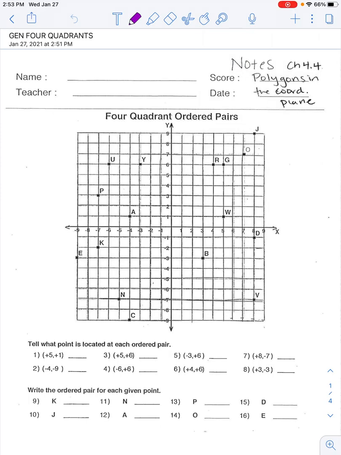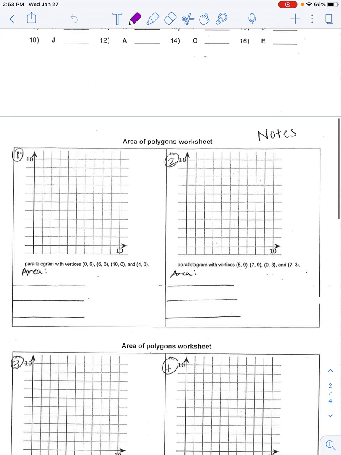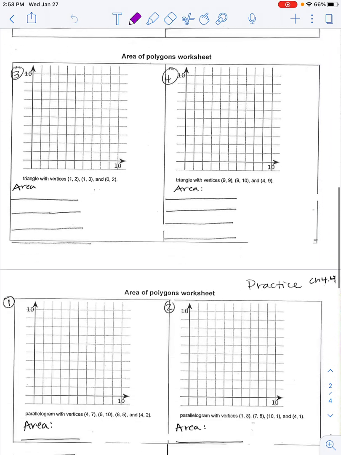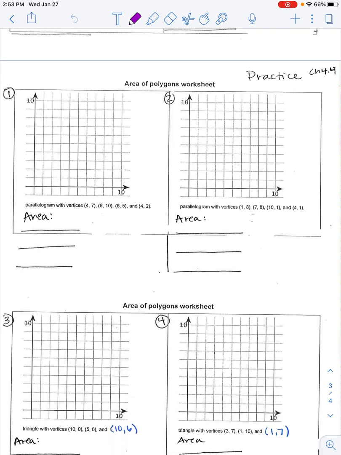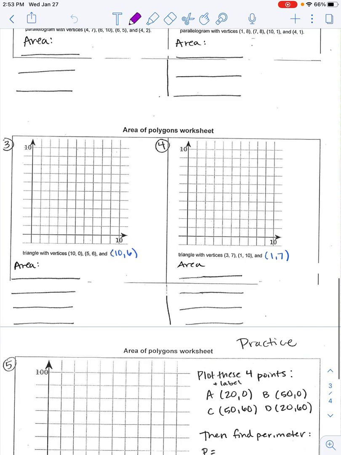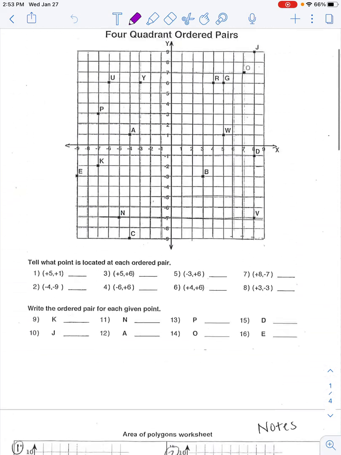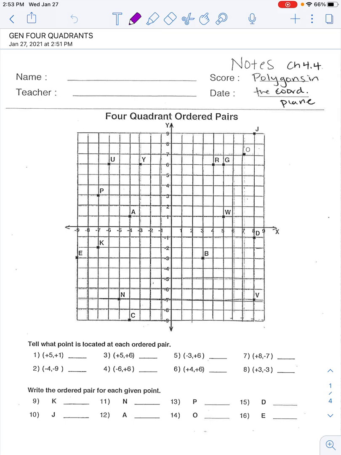If you were absent today, I need you to download the 4-quadrant ordered pairs note sheet. It'll say coordinate plane notes in Canvas. And then there's a second thing for you to download. There's a practice as well. So it'll just say coordinate plane worksheet practice or area of polygon worksheet practice. So there's two things to download that we're going to work through today. Follow along with the video so you know how to do these.